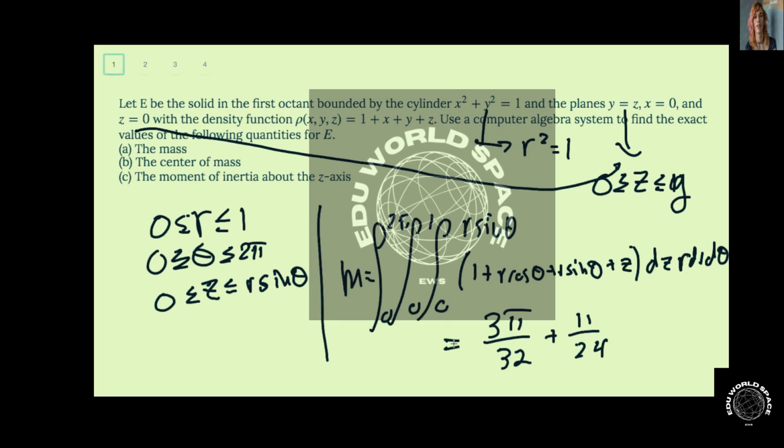All right, so let's start this problem. So we've got a cylinder. See that r squared is equal to 1. But I wrote this incorrectly. So let's look at the actual region in question, right?